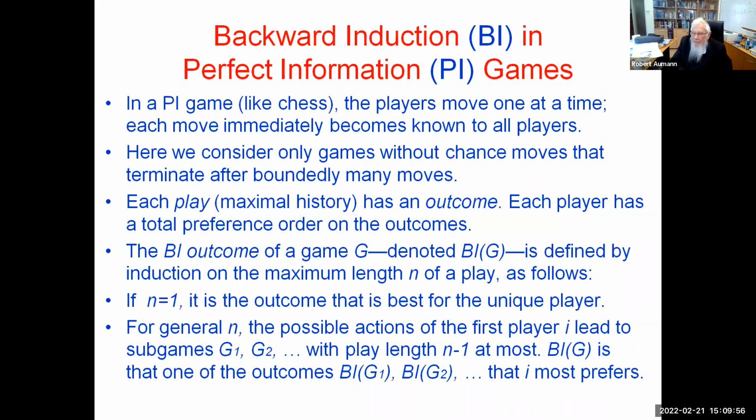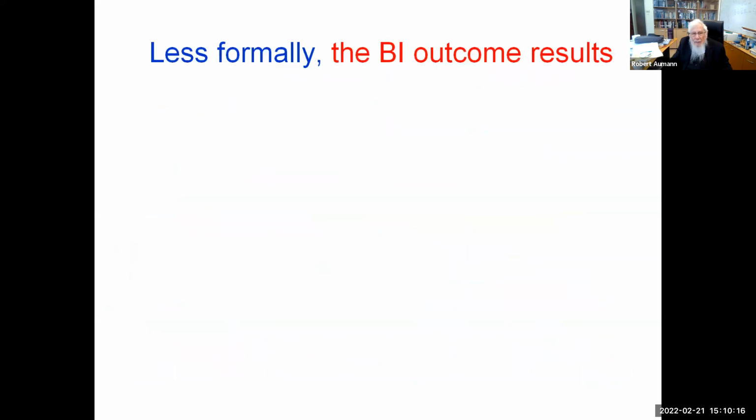Okay, there are subgames and he must choose the subgame, okay? That's what he does at the move. So we define a backward induction by having him choose the outcome that's best for him, okay? So that's a formal definition.